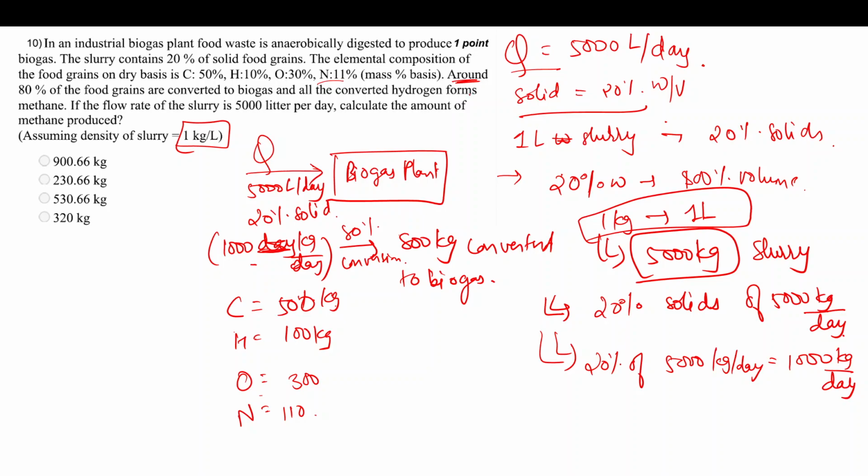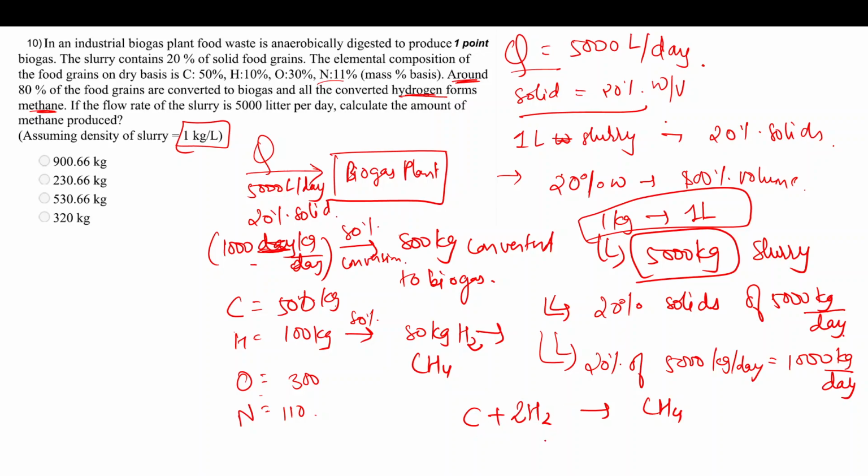And here it is assumed that all the hydrogen is converted to methane. So 80% of hydrogen is converted, which means 80 kg of H2 is converted to methane, which is CH4, right? So the reaction that can occur in the biogas plant is C plus H2 giving CH4. Now if you balance this reaction, it is like this.